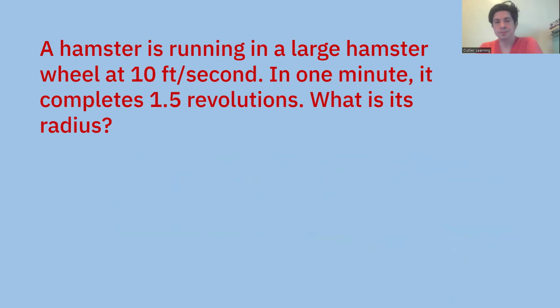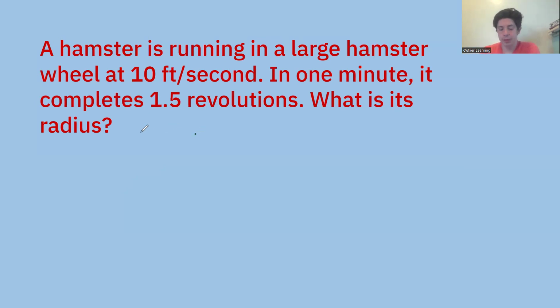Okay. So a hamster is running in a large hamster wheel at 10 feet per second. In 1 minute, it completes 1.5 revolutions. What is its radius? So I'll find how many feet are in a minute. And then I'll divide that by 1.5 to find how many feet are in one revolution, which gives me the circumference. And then I use the circumference formula.